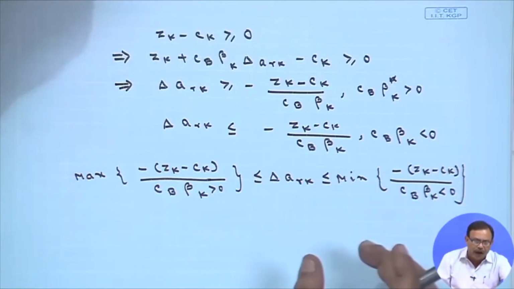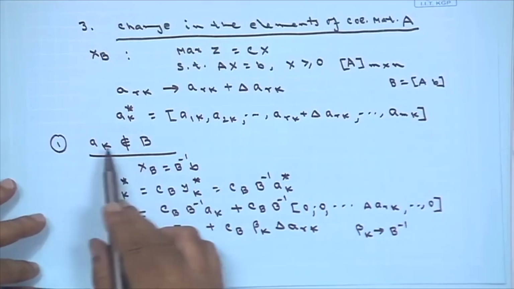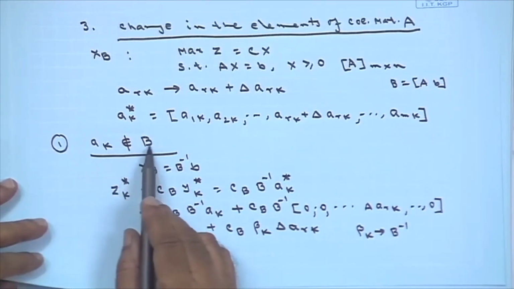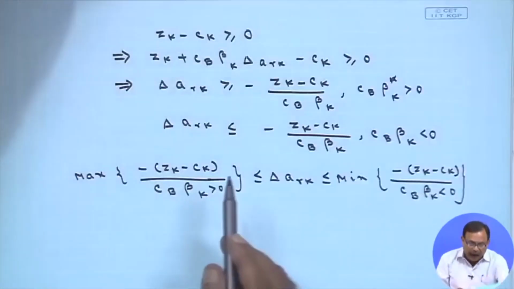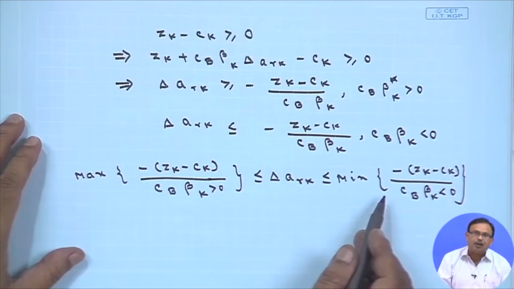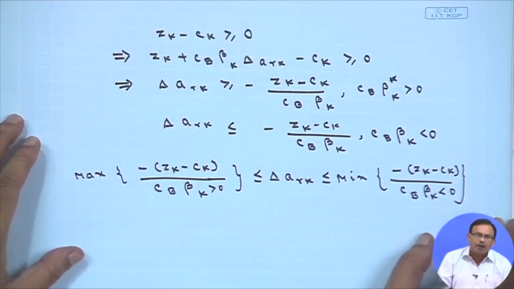And please note that we are doing this only when a_k does not belong to B. So, if a_k does not belong to B, and if the variation in a_rk lies in this range, then the optimal solution will remain unchanged. Otherwise, there may be some changes. Whenever a_k belongs to capital B, that we will see in the next class.